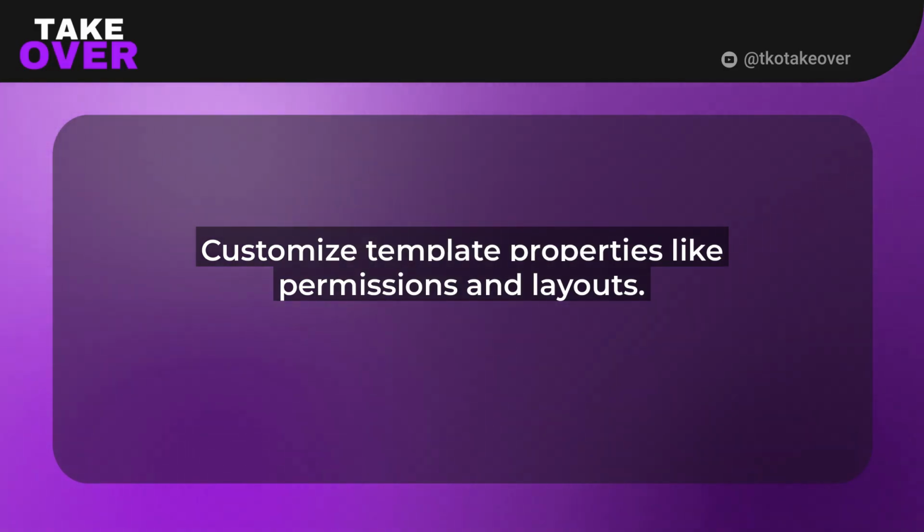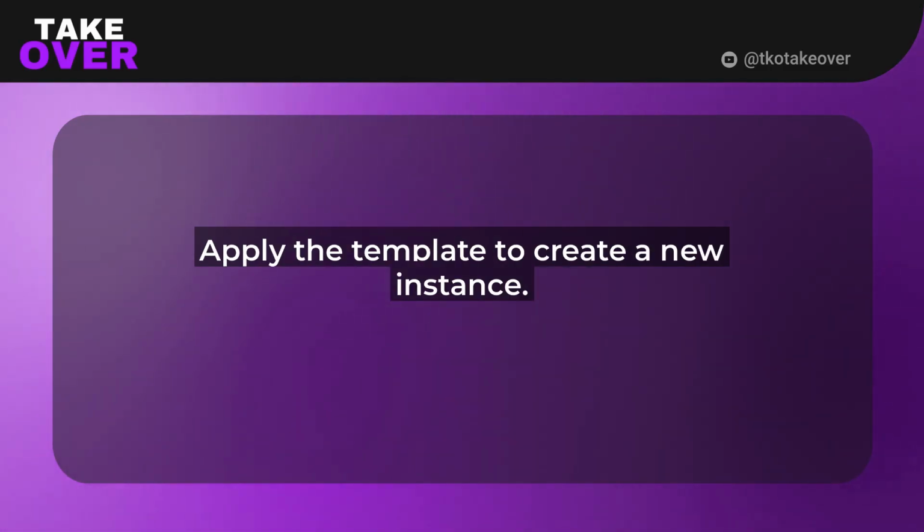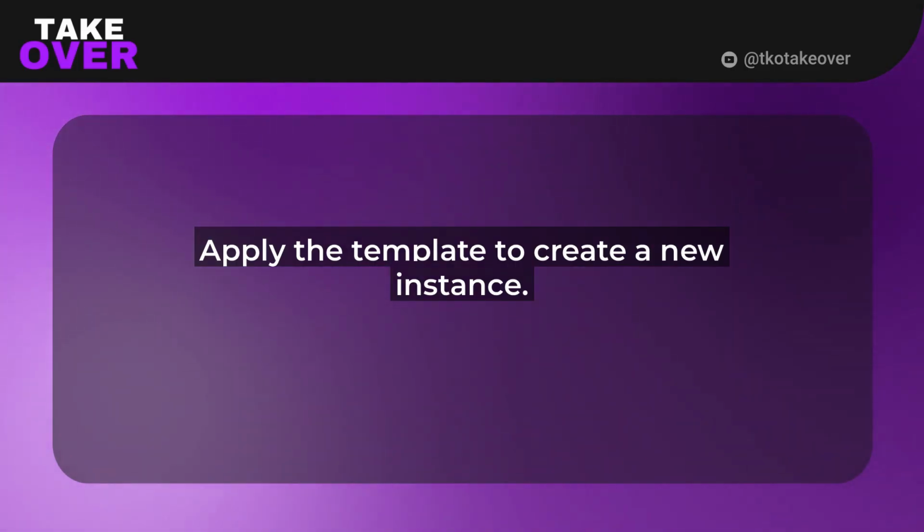After that, apply the template by clicking Save or Apply. It'll create a new instance based on your template. Finally, test it out. Open the new site or document to ensure everything works as expected. If you run into any issues, like permission errors, head back to the settings and tweak as needed.